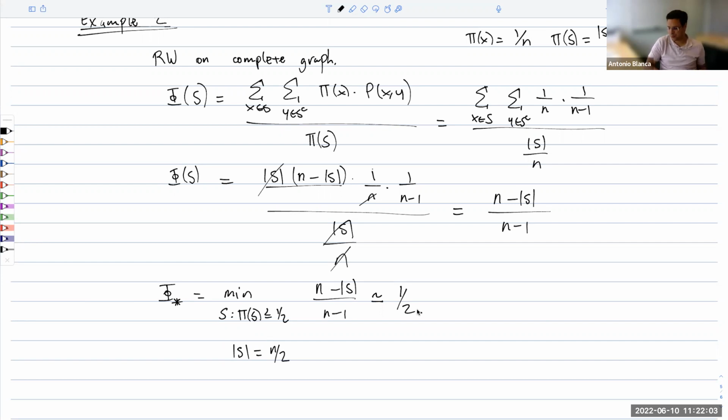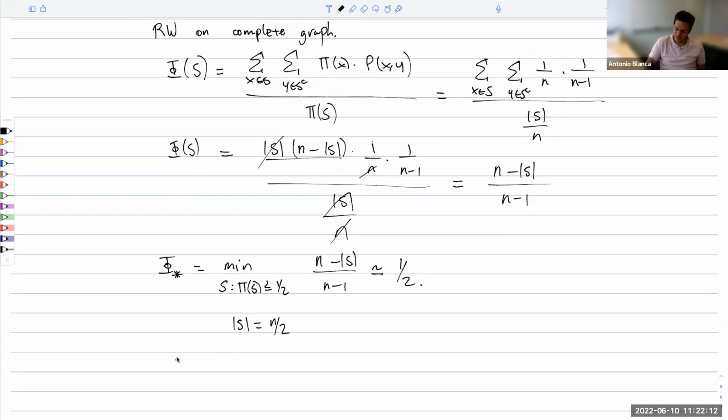Okay? And see, here we get the conductance. We really get what it is. It's constant. And because the conductance is constant, this transfers and says that the gap is also constant.